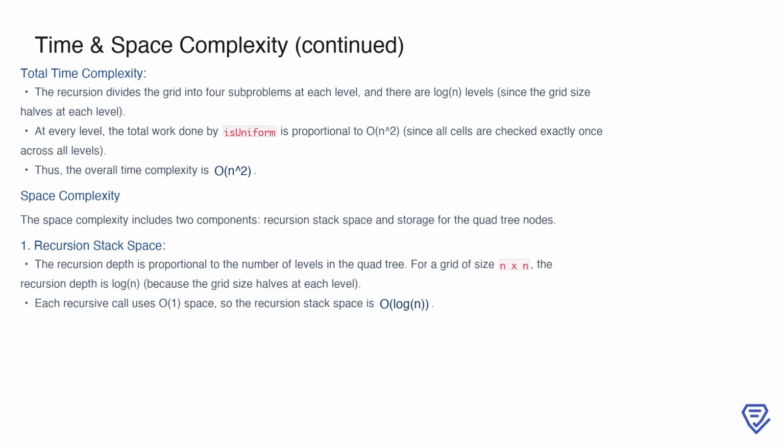For space complexity, we consider two factors, the recursion stack space and the storage used for quad tree nodes. The recursion depth corresponds to the levels of the quad tree, which is log n for a grid of size n x n, as the grid is halved at each level. Since each recursive call uses O(1) space, the recursion stack space totals O(log n).